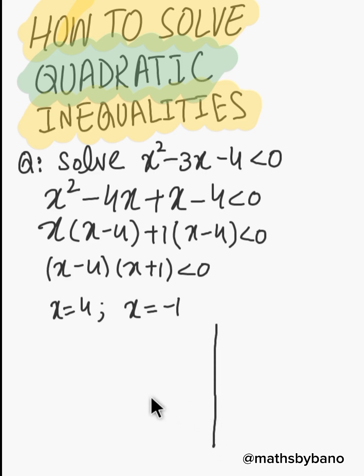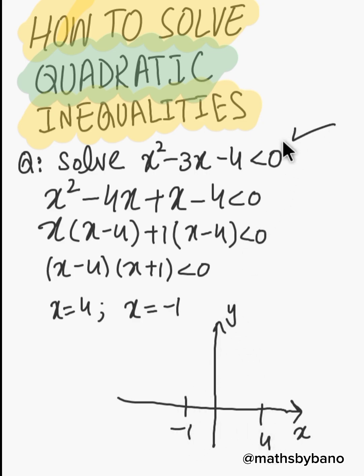Next we need to draw the graph. We will make x and y axis. Put minus 1 and 4 over here. Now look at the original equation. The coefficient of x square is positive, so the graph is going to be a happy face parabola. Now it's time to shade the region. Since the inequality is showing less than 0, this means the area below the x-axis will be shaded. And for this area, we will write the final answer, which is minus 1 is less than x less than 4, and this is done.